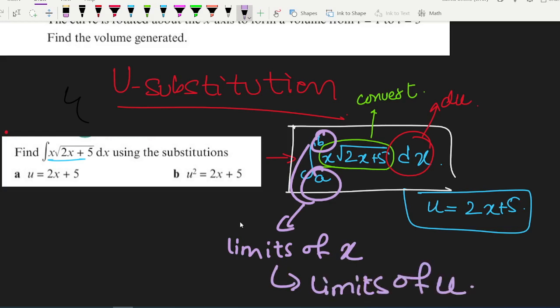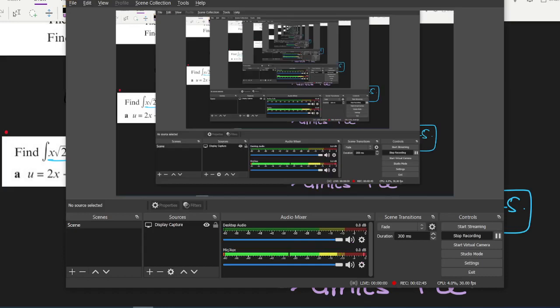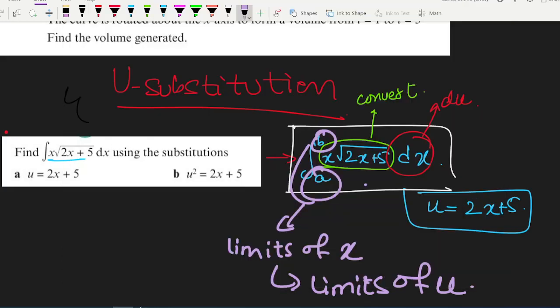So whenever u substitution is involved, you have to convert three things from x to u. The first is the function that you have to integrate. The second is the dx, you have to convert that into du. And the third are the limits. You have to convert the values of x into the values of u. Right now in this question, the question which is copied on the screen, we don't have limits, so we don't have to think much about limits right now. So let's talk about this question.